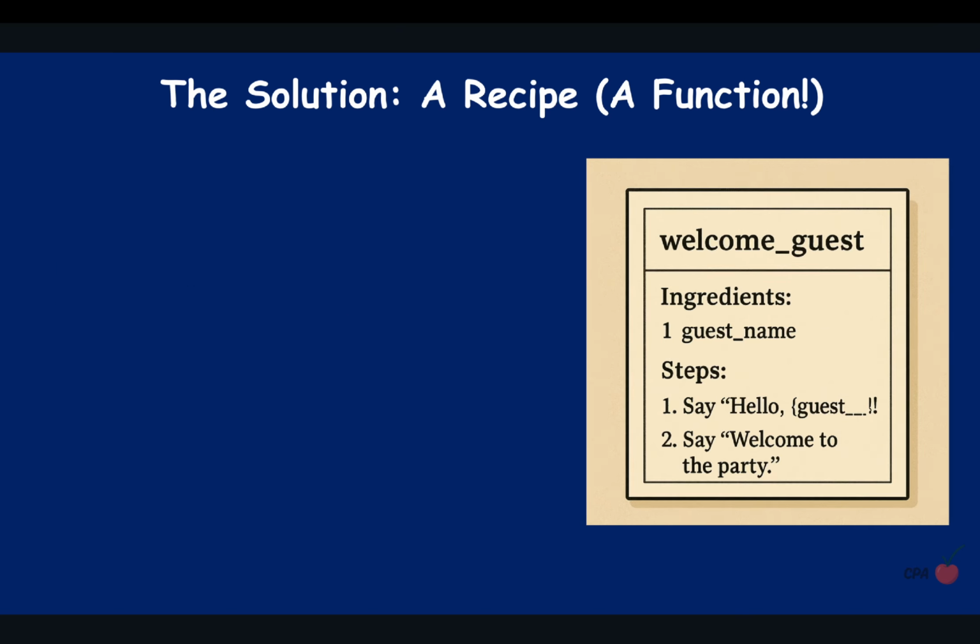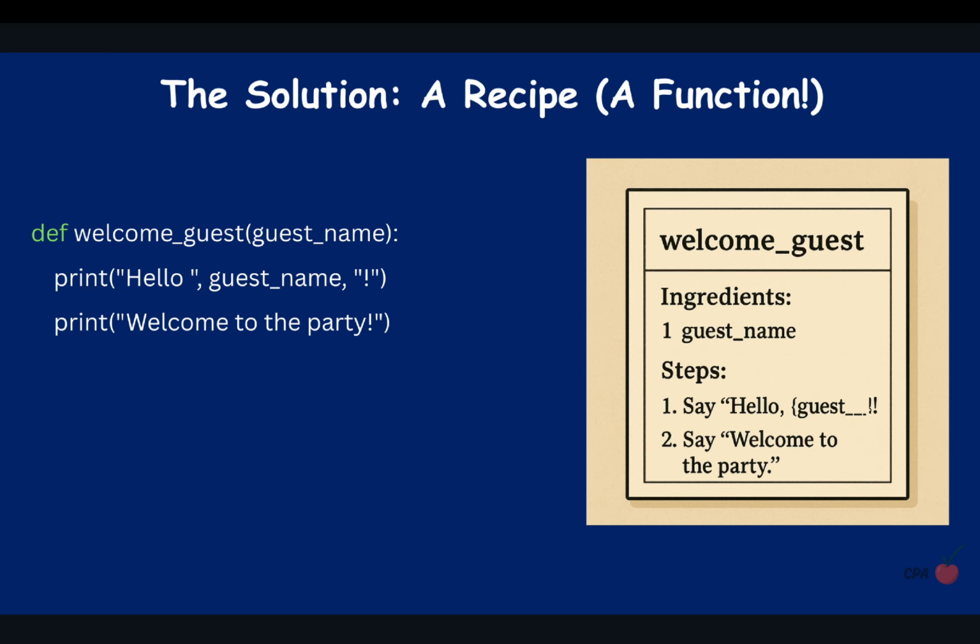A cake recipe needs ingredients like flour and sugar, and our welcome recipe needs an ingredient too, the guest's name. So we need to have the guest's name because we will say hello, Bob, hello, Alice. So we need to have this in our input to the recipe. In Python, these ingredients are called parameters. They're variables you put inside the parentheses when defining the function, acting as placeholders.